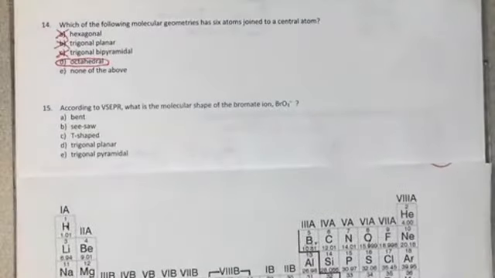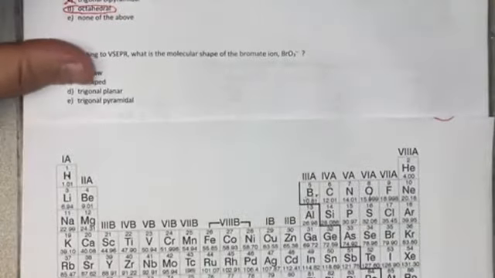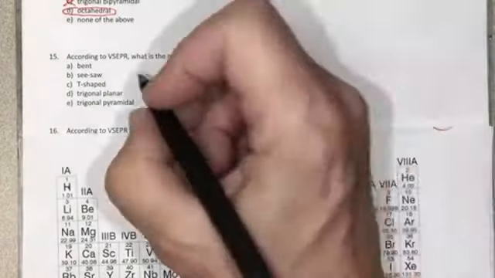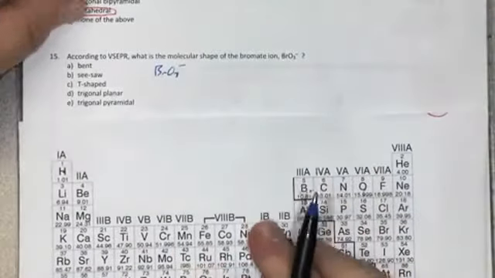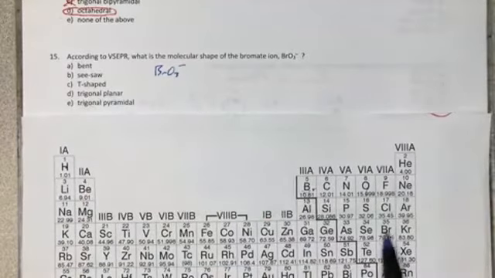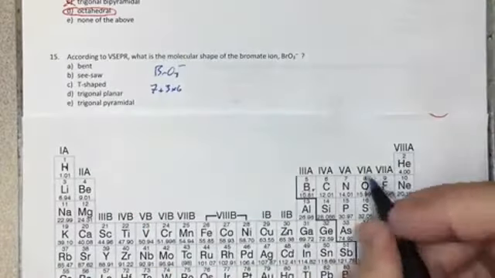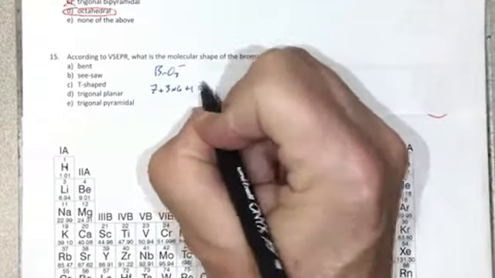According to VSEPR, what is the molecular shape of the bromate ion, BrO3-1? Now, the first thing we have to do to determine the VSEPR shape of a molecule or an ion is to draw the Lewis structure correctly. If you don't get the Lewis structure correct, then you will not have the correct structure. So first, we sum up the valence electrons. So that bromine, right here, has 7 valence electrons. Each oxygen has 6, because oxygen's in the old Roman numeral 6. And then there's a -1 charge. The -1 charge means there's an additional electron.